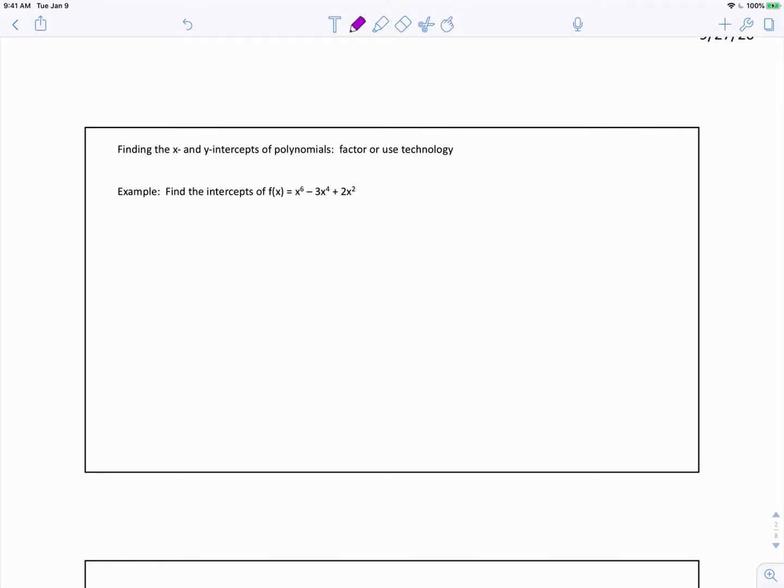Finding the x and y intercepts of polynomials. To find the x and y intercept of a polynomial, you can factor or you can use technology. So let's find the intercepts of f of x is equal to x to the 6th.